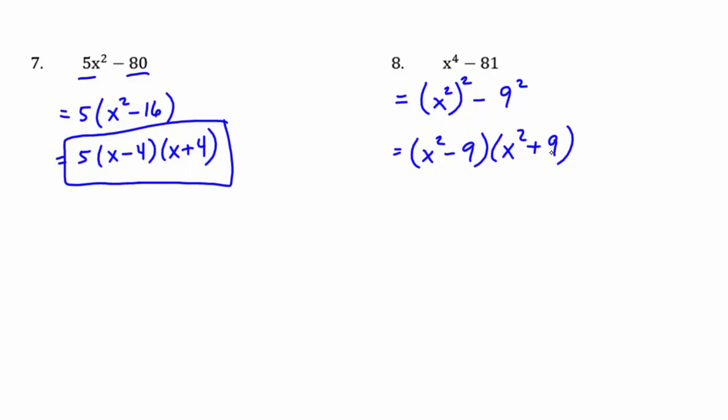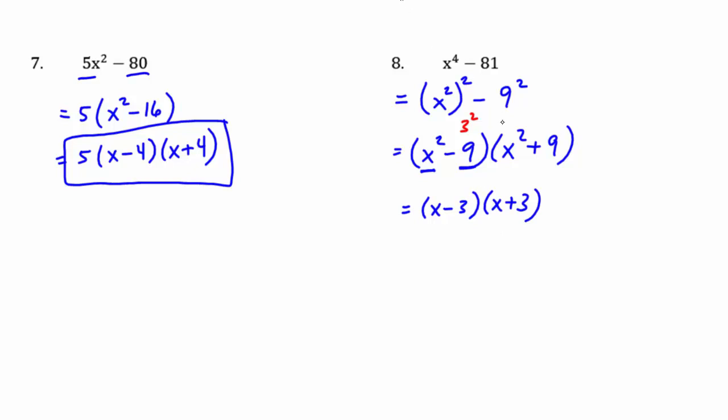Because x squared times x squared is x to the 4th. x squared times a positive 9 is 9x squared. Minus 9x squared, those two will cancel out, and negative 9 times 9 is negative 81. Wonderful. But is this factored all the way? Can I factor it any further? And the answer is yes, because look, isn't this another difference of squares? Isn't this 9 the same thing as 3 squared? Therefore, we can say this is x minus 3 times x plus 3.